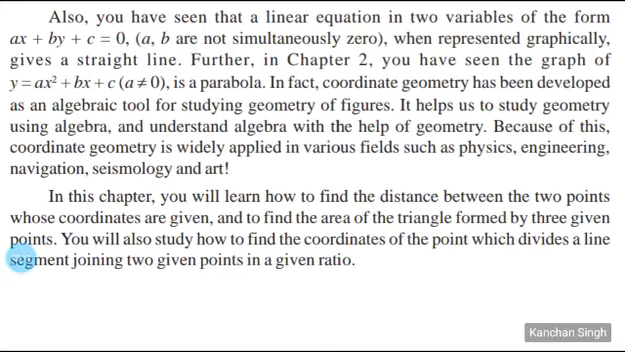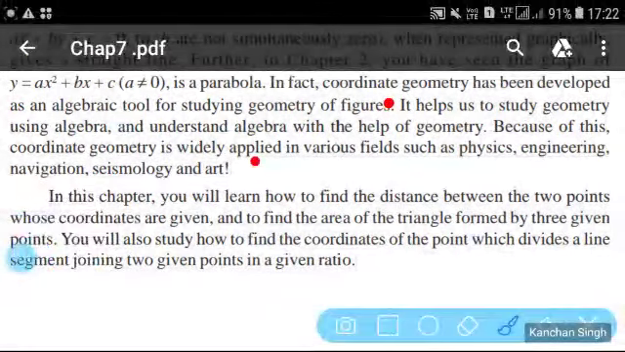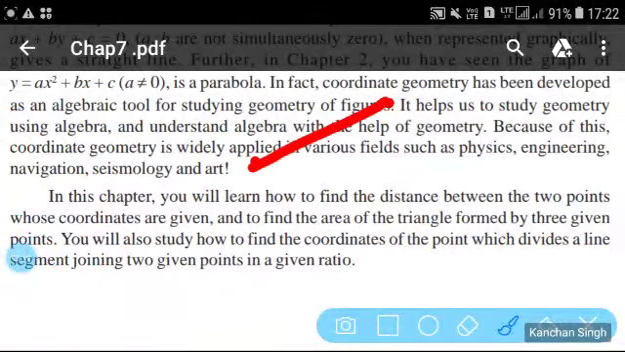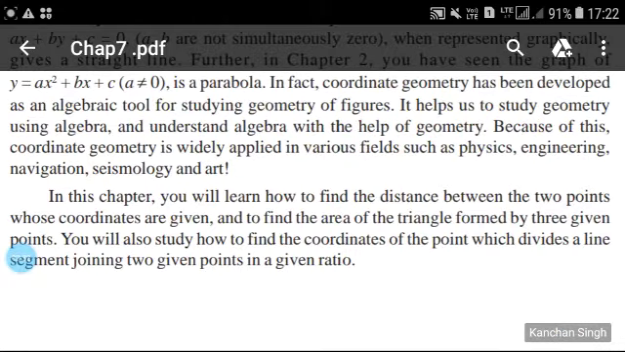Now see students, in this chapter we will learn how to find the distance between two points whose coordinates are given, suppose (1, 2) and (2, 1). And we will also find the area of the triangle formed by three given points.